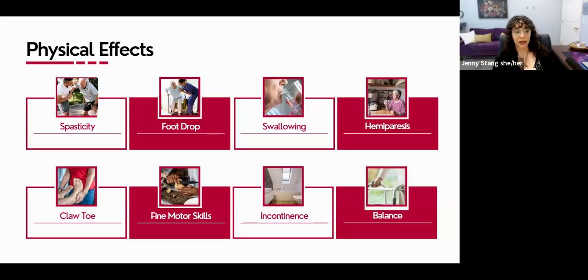Next, swallowing. Strokes can cause swallowing disorders called dysphagia. So if we don't identify and manage this, it can lead to poor nutrition, pneumonia, and disability. I think that's probably one of the more common effects of stroke that I've heard people talk about, not being able to swallow. So they have to thicken everything and have to be very mindful of how they feed their loved ones.